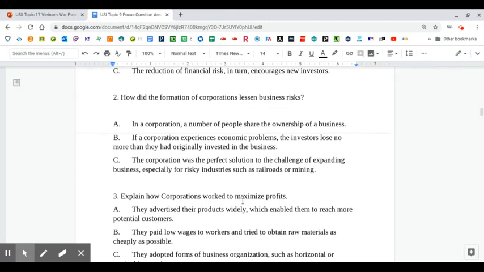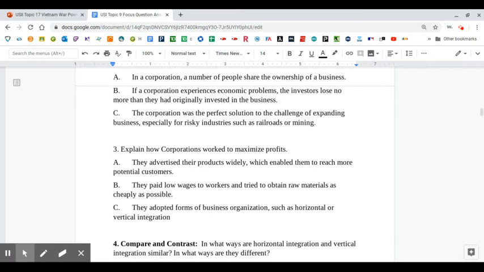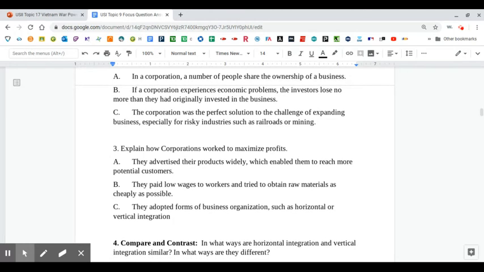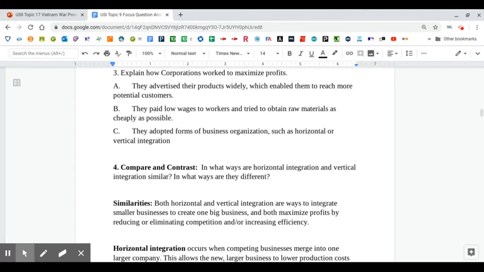So corporations were the perfect solution to the challenges of expanding businesses. If you had multiple investors, let's say you had one restaurant or one shop, you can obviously expand if you had multiple investors. Corporations, too, worked towards the bottom dollar, the general goal of increasing or maximizing profits.